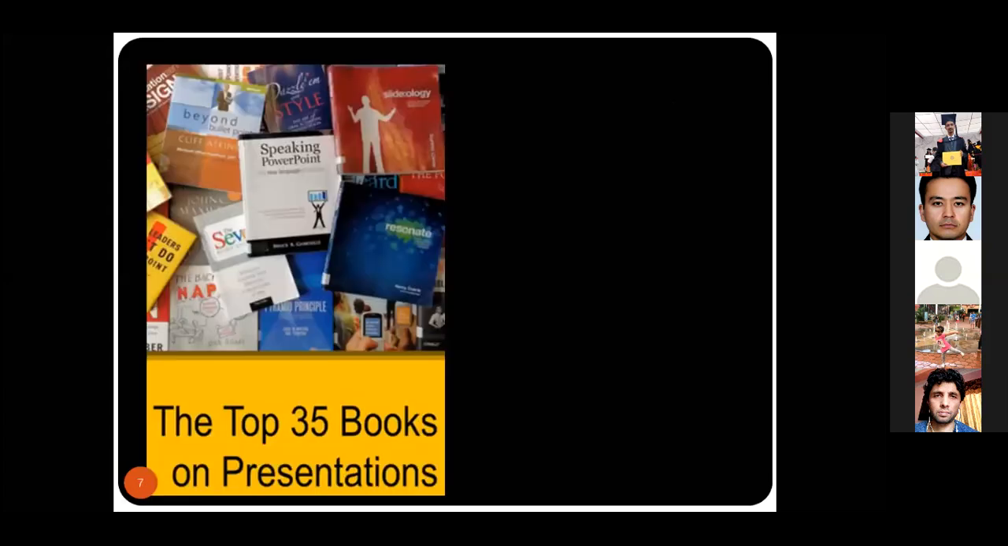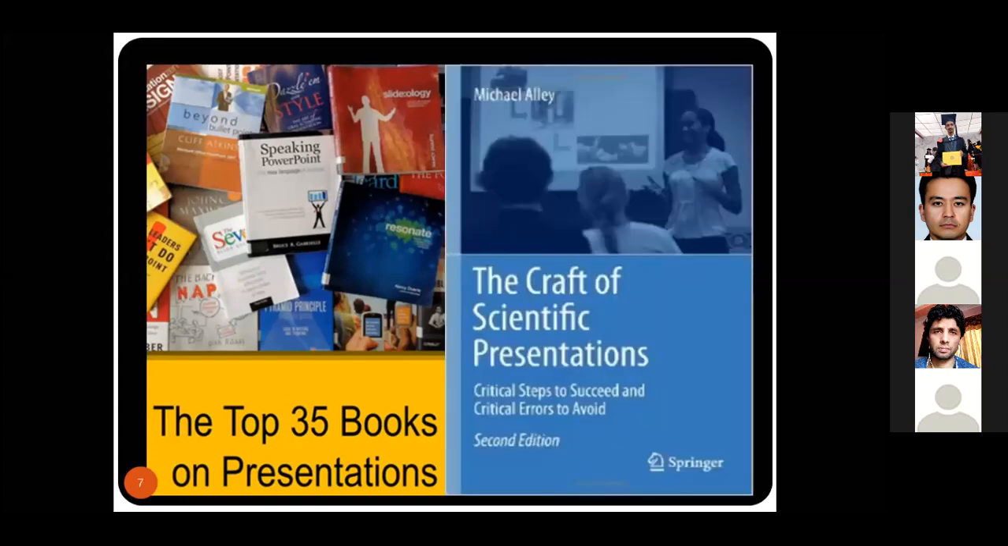Now, everything is written on how to do things, and there are more than 35 books on how to do a good presentation. This is just the number of books shown on the slide. And there is one very good book, actually. I went through this just for fun: The Craft of Scientific Presentation, Critical Steps to Succeed and Critical Errors to Avoid. It was published back in 2010, and this is one of the good books recommended in the research methodology curriculum.